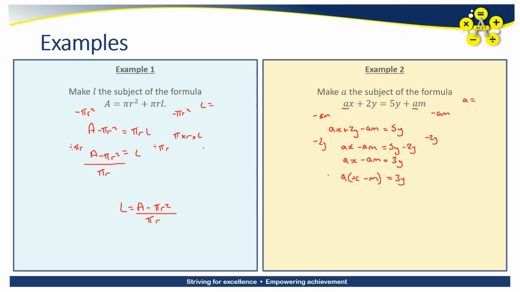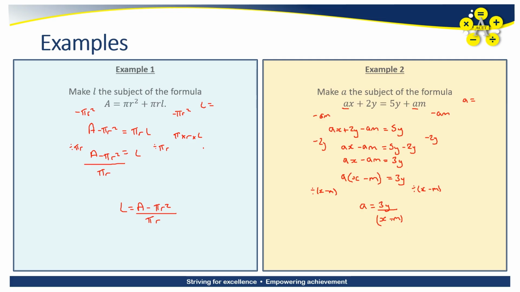Now, it's nearly there. Remember, this is a multiplication, A multiplied by x minus m. So to get A on its own, I'm going to do the opposite of that multiplication, and I'm going to divide. And I'm going to divide by the whole thing, so I'm going to divide by the x minus m, and do that to both sides. And so I'm left with 3y over x minus m, and keep it in a bracket if you want to. I'm just checking what it's asked me to do: make A the subject of the formula. So A equals, which is what I've done here. Just going to tidy that up a bit so it looks a bit nicer.